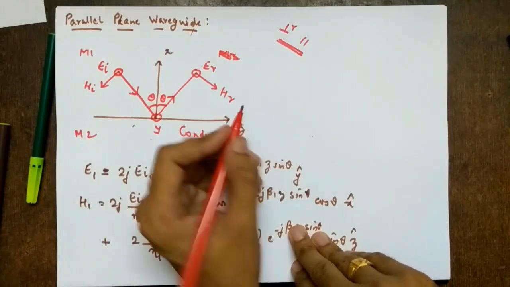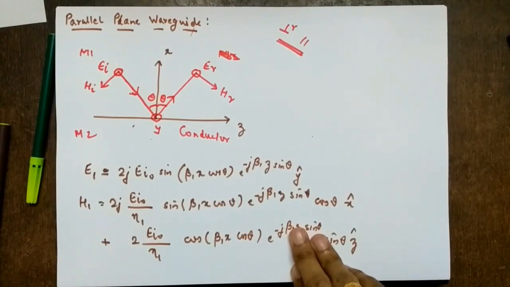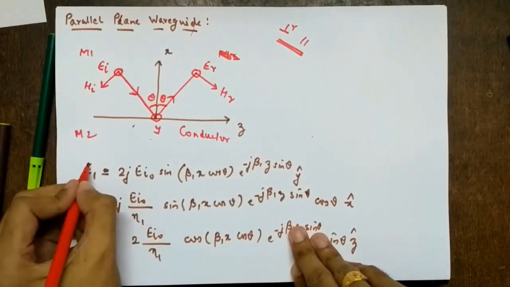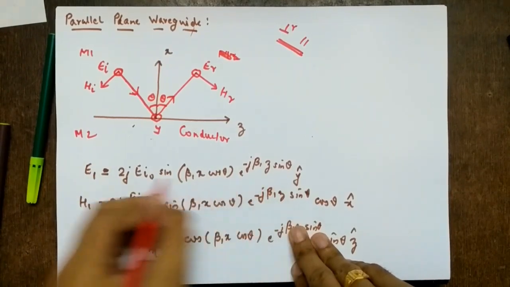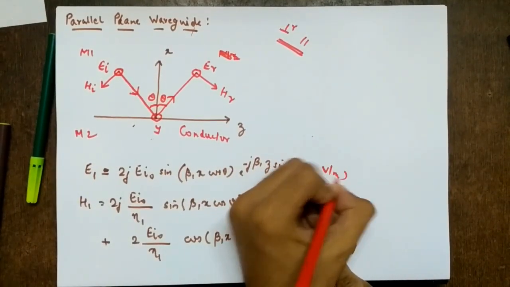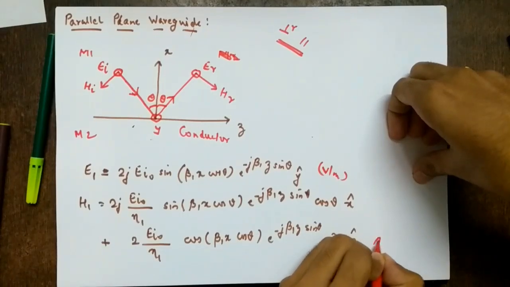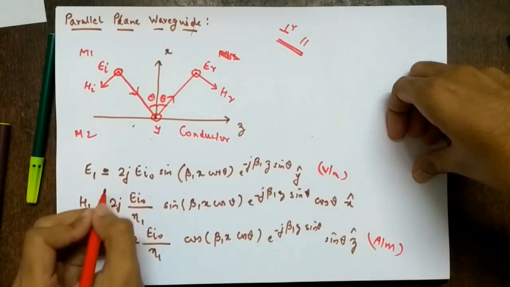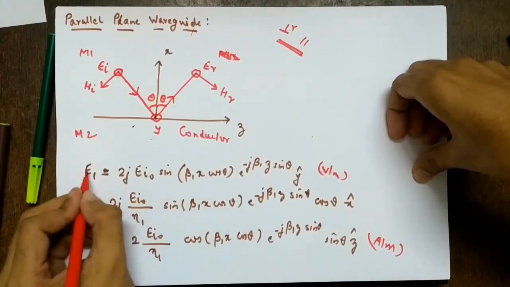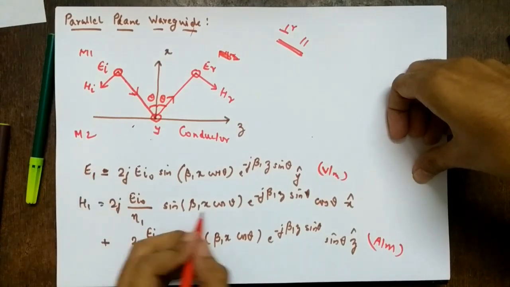So what are we analyzing? We are analyzing a waveguide, right? So let's say this is the electric field Ey. It is given in volts per meter, obviously, as the unit, and H1 is in amperes per meter, right? So I want to check what happens when the electric field goes to 0.